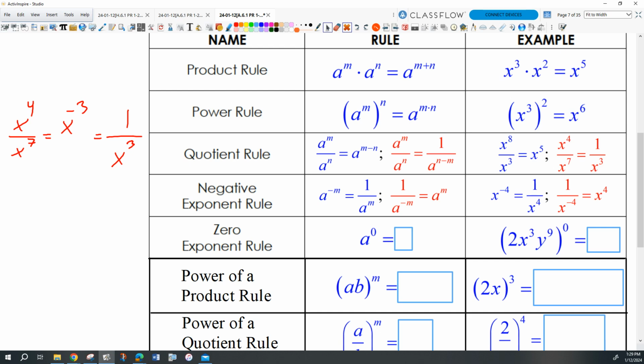Okay, and then we had our 0 exponent rule. Anything other than 0 to the 0 power is 1. Okay, which makes short work of stuff like this. This looks pretty complicated, right? I've got the quantity 2x cubed y times y to the 9th, but that whole quantity taken to the 0 power makes it all equal to 1.